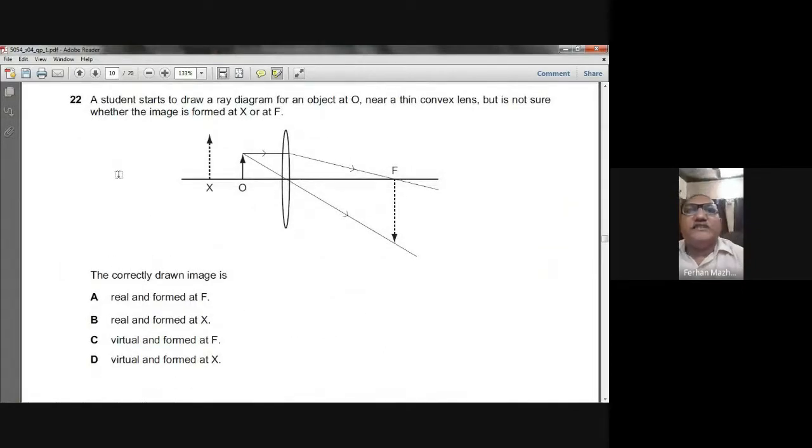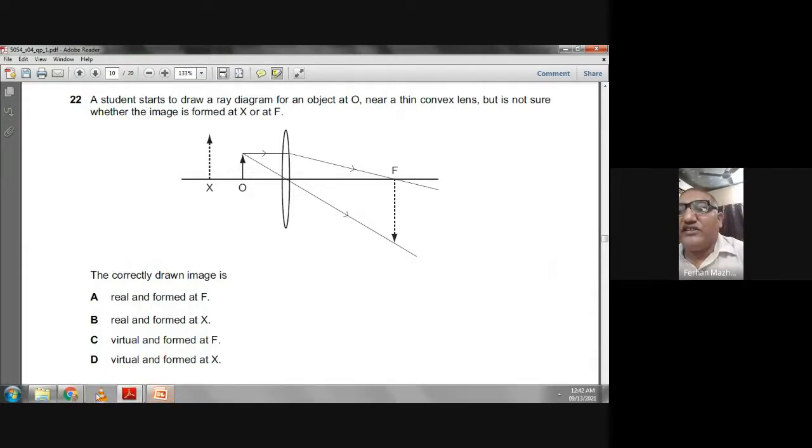A student starts to draw a ray diagram of an object at O near a thin convex lens, but is not sure whether the image is formed at X or at F. The correctly drawn image is, okay, so he is not sure whether this is the image or the image will be here. One thing I can tell you, let's take this to the paint.